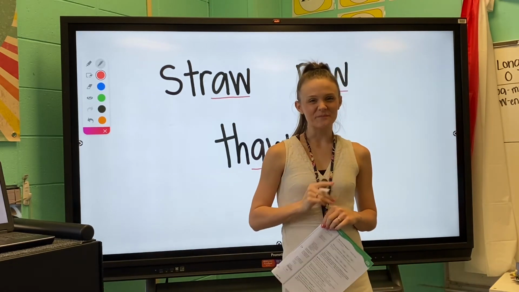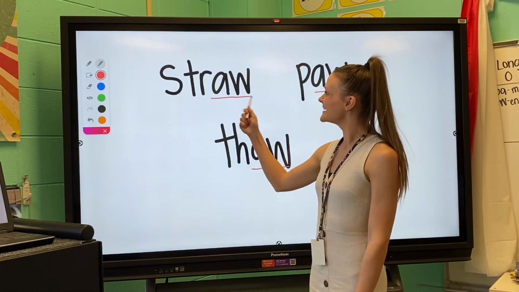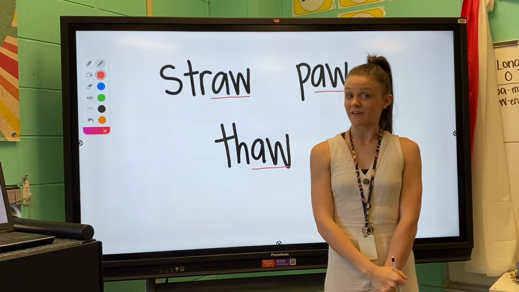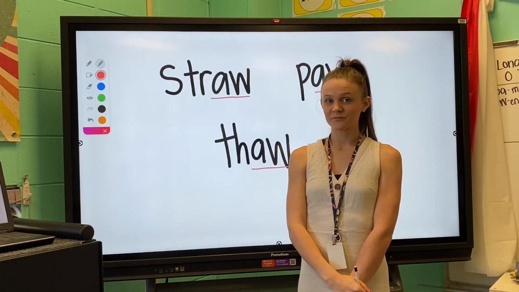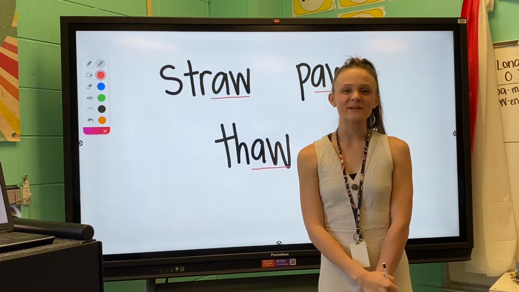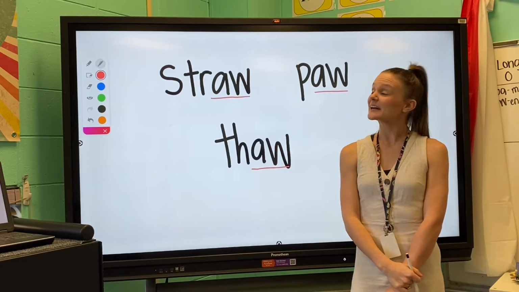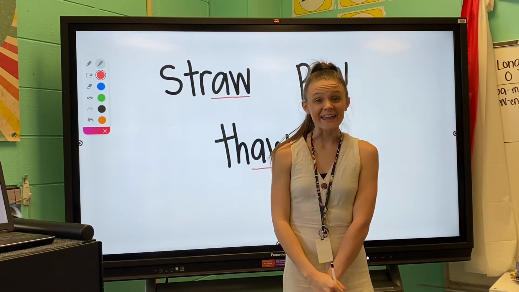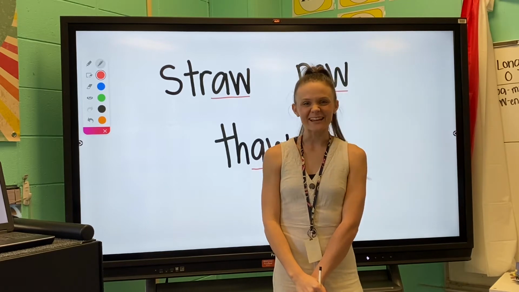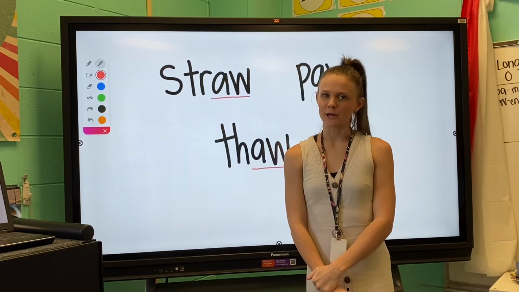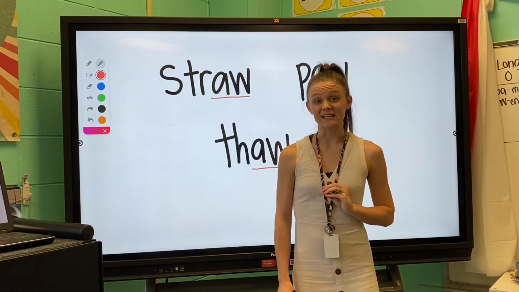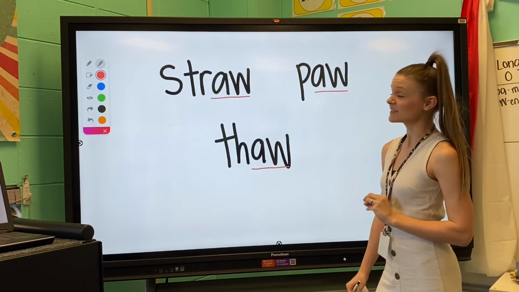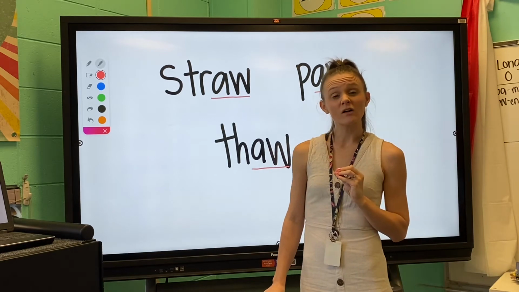Excellent job! All right, guys, is this A-W digraph going to be a vowel digraph or a consonant digraph? Yes, it's going to be a vowel digraph because it starts with letter A, which is a vowel. Very good. Do you guys notice what position this digraph is in each of these words? Is it at the beginning, the middle, or the end?